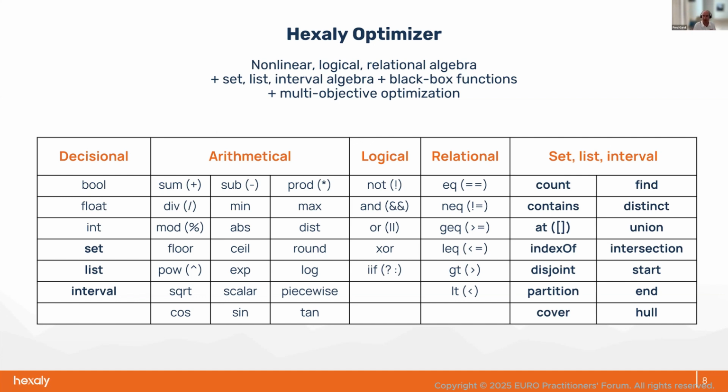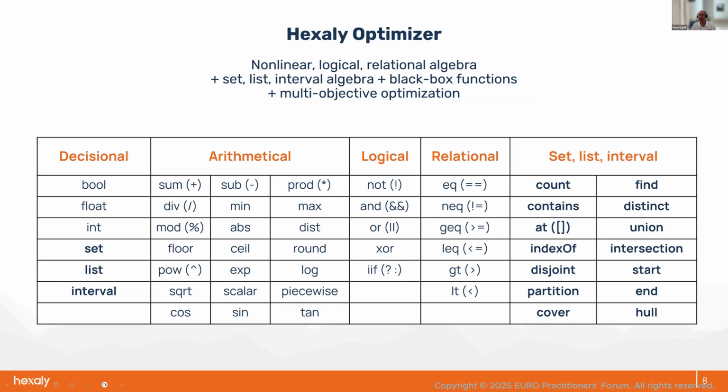So we support polynomial optimization, exponentials, trigonometric functions. All logical operators are available, like the if then else. So no big M in Hexaly, you can use the if then else operator. If this expression is true, I want to use this expression in my constraint. Otherwise, I want to use another expression. Very expressive, very generic. I mentioned that we have these new concepts, so set, list, interval, and all related algebraic operators that can operate on them here on the right.